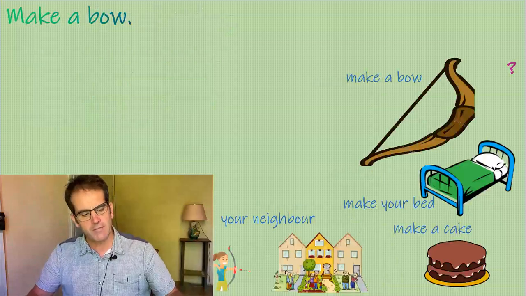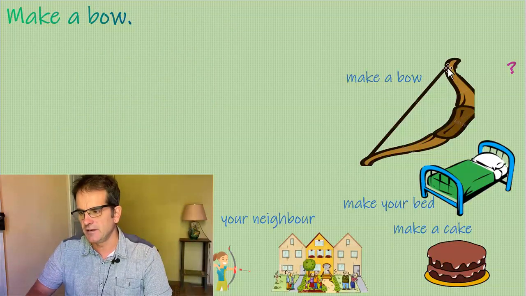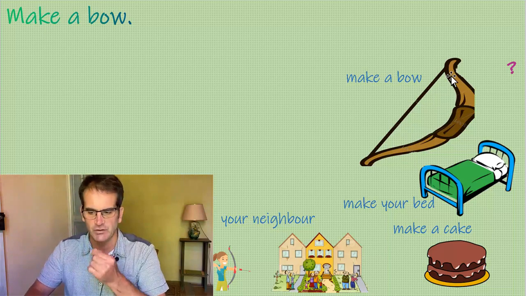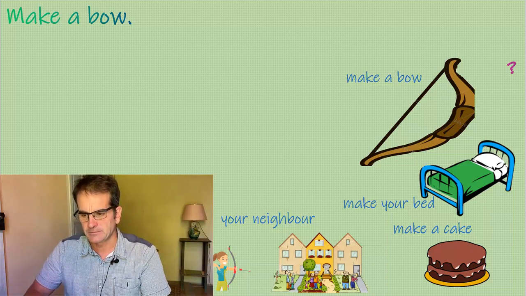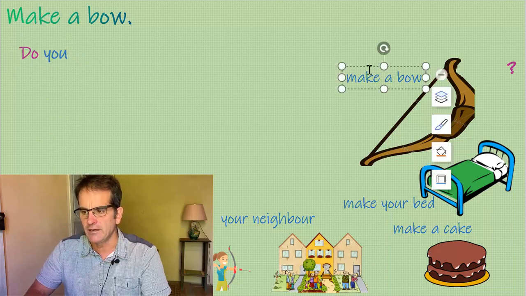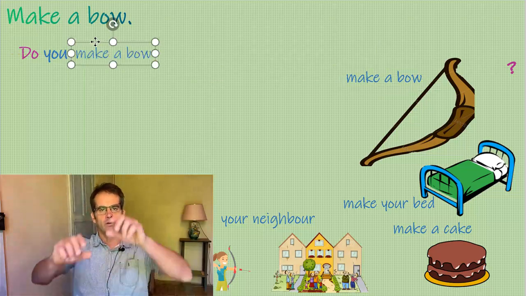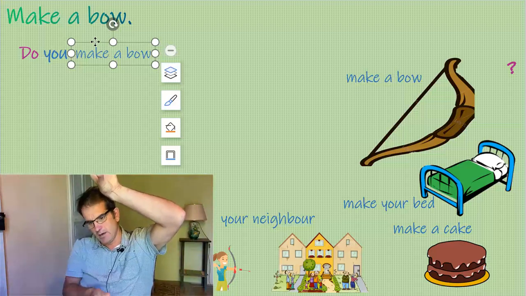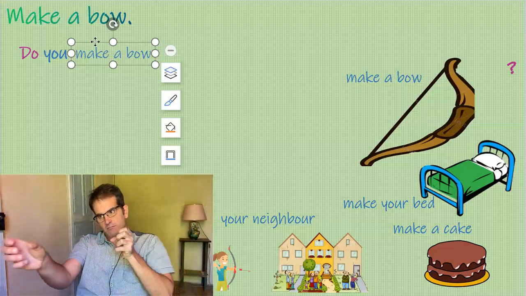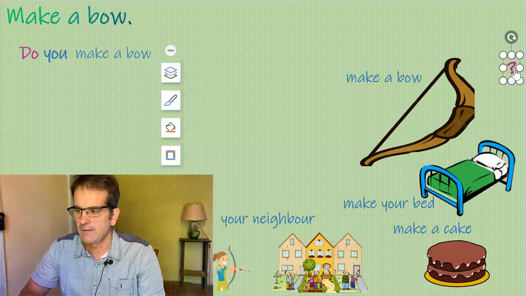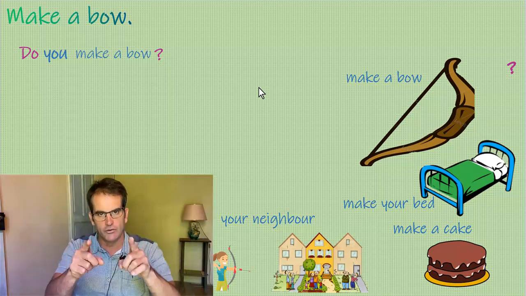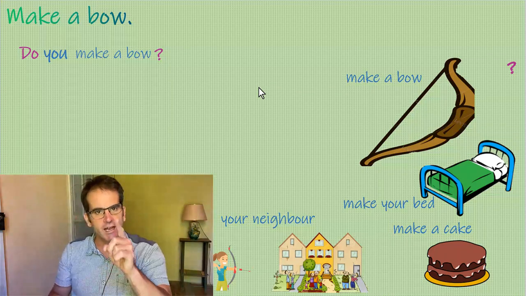Right, so make a bow. This is a bow. Here we have the piece of string, and here we've got the big stick. Do you make a bow? This is the stick. You make a bow, tie the string. Good. Yeah, you make a bow. Okay, remember, you are Robin Hood. Your name is Robin Hood.